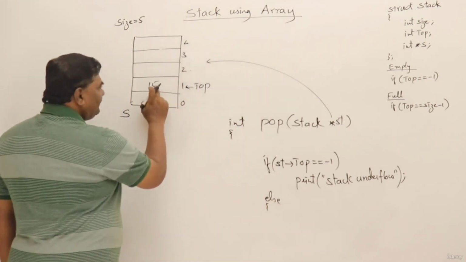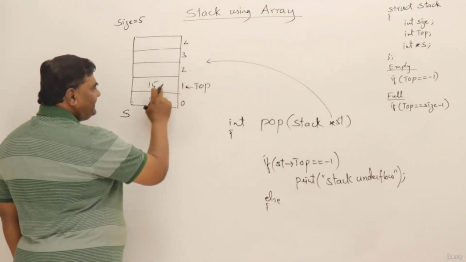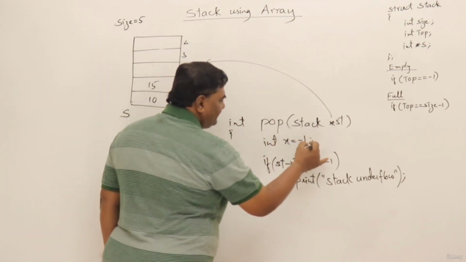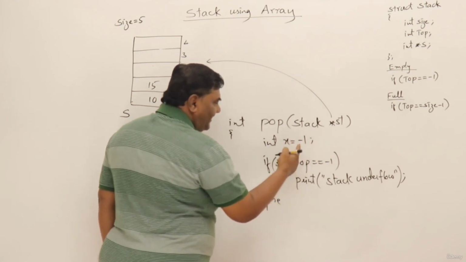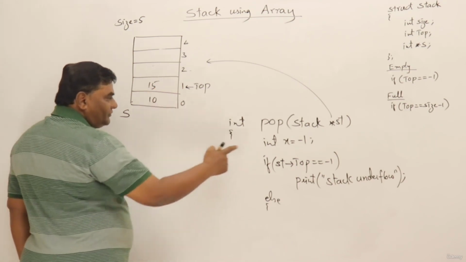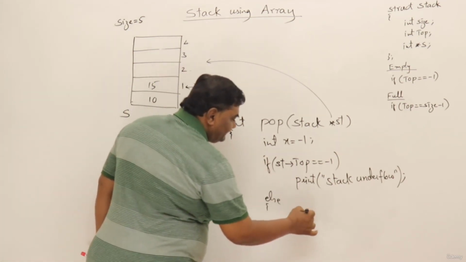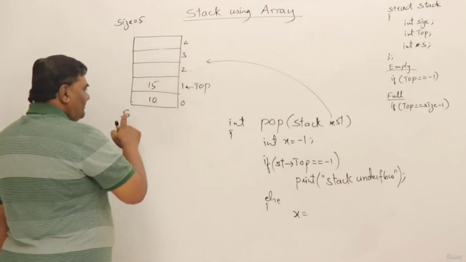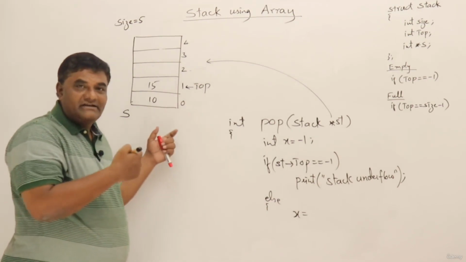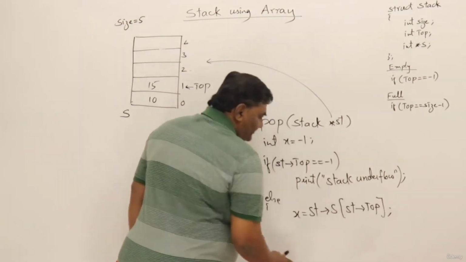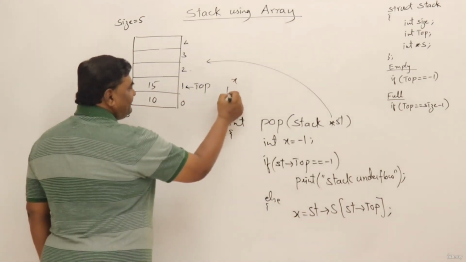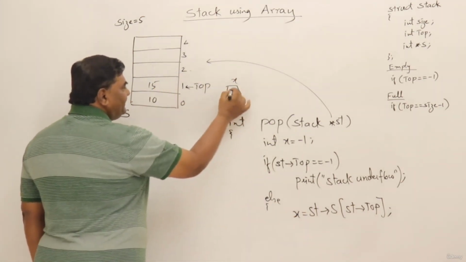Else, take out the value from this place, s of top. For that, I will declare one variable x and also initialize it with -1. Why -1? I will show you. Now I will take out this value 15 and store it in x. So say x assign s of top, but both of these members can be accessed using the pointer. So I have to say st is s, then st is top. The value is taken in x. Suppose this is x, the value 15 is copied here.